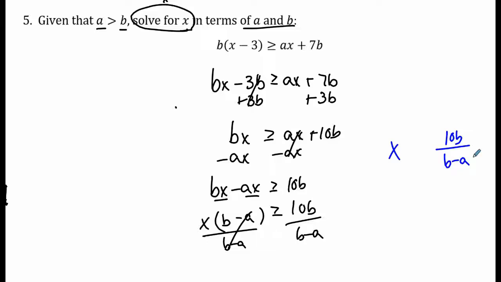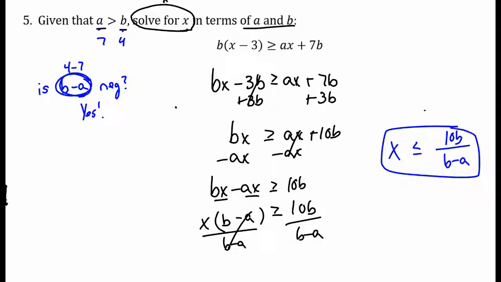But wait a minute, I just divided by something. Is b minus a negative? Well, let's think about it. A is bigger than b. So let's say a is 7, b could be 4. Is 4 minus 7 negative? Yes, because a is bigger. So this b minus a thing comes out negative. So be careful, you had to flip the sign there. Notice the sign change. I started off greater than, x is less than that.